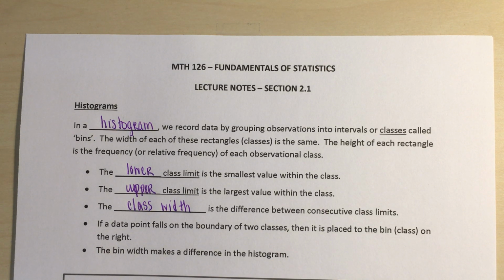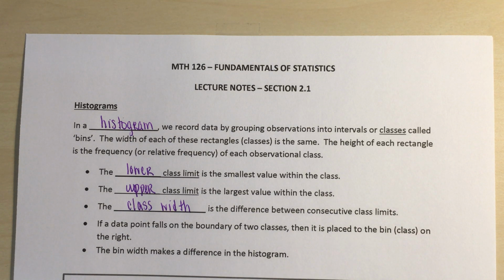If a data point falls on the boundary of two classes, it's placed in the bin or class on the right. The bin width makes a difference in the histogram. We'll see that as we work through some examples. That placement is connected to the interval notation that we saw when we were looking at our frequency distribution and working with bins and classes.